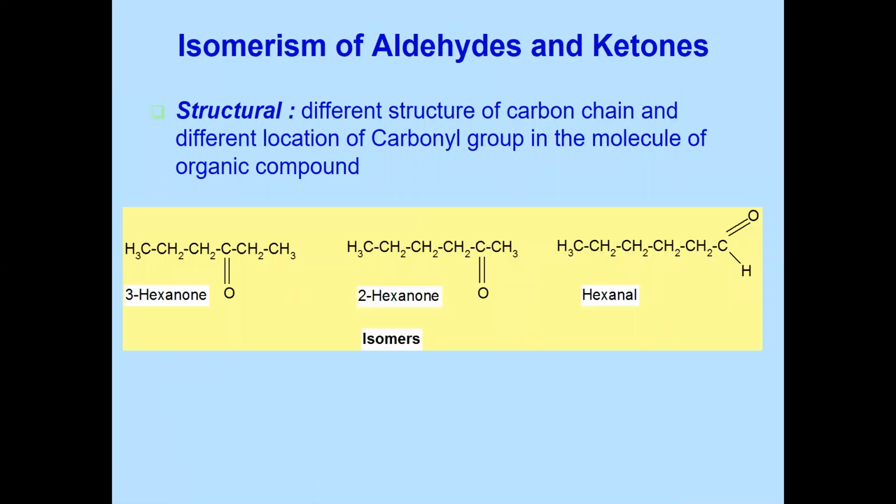Isomerism of aldehydes and ketones. Structural isomerism: different structure of the carbon chain and different location of the carbonyl group in the molecule of the organic compound. For example, 3-hexanone, 2-hexanone and hexanal are isomers.